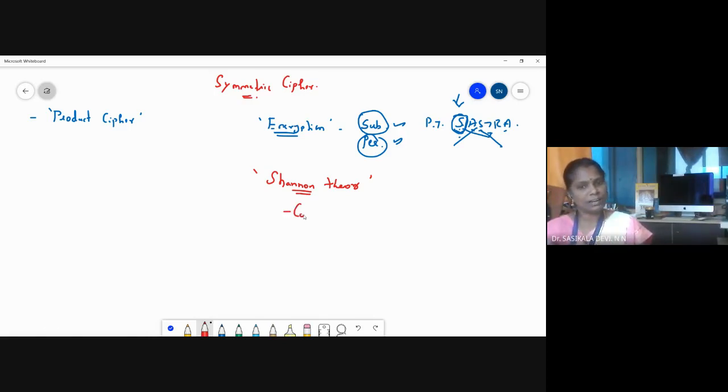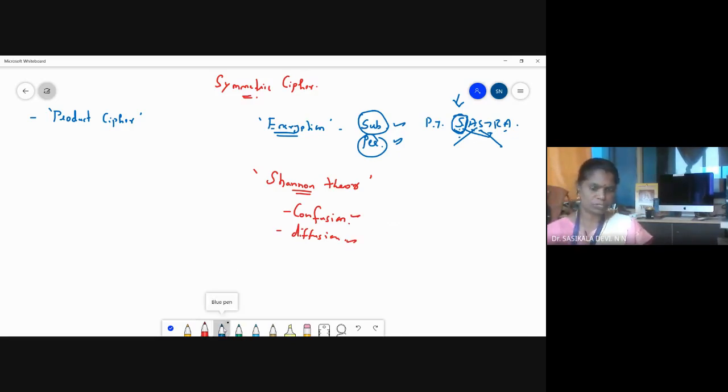One is known as confusion, another one is known as diffusion. Okay, confusion and diffusion. What is confusion and diffusion? For example, if you want to design a secure crypto system, or best crypto system, or attack resistant crypto system, we need to enforce confusion and diffusion property. What is a confusion diffusion property?